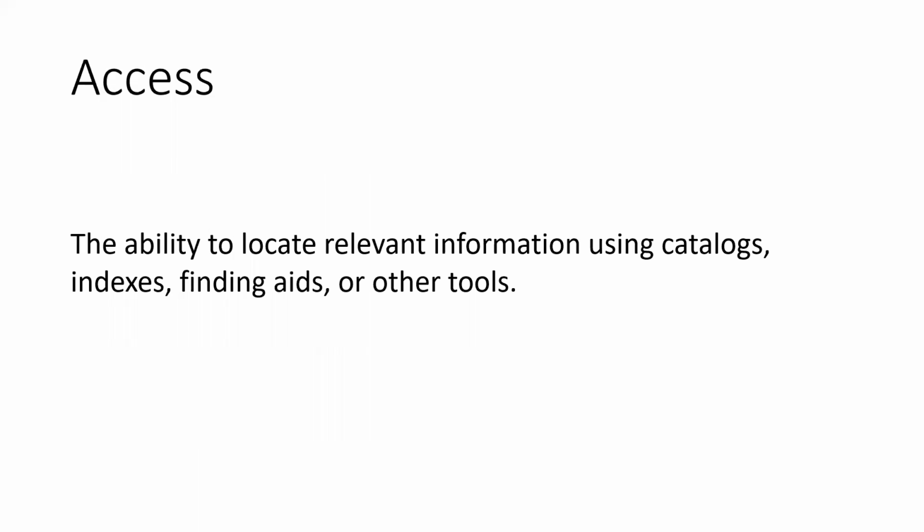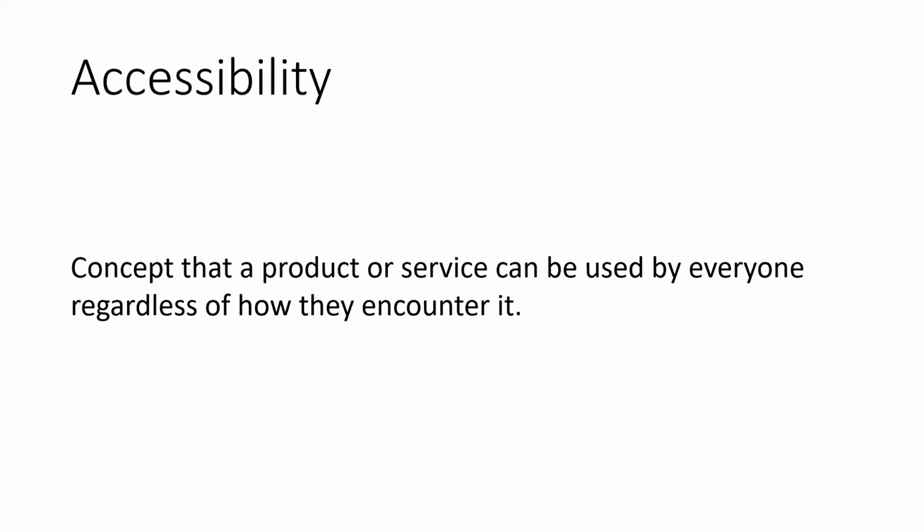So I'd like to start off with the definition of access, because access and accessibility are often used interchangeably. This definition of access comes from SAA's Glossary of Archival Records and Terminology. In this context, access is the ability to locate relevant information using catalogs, indexes, finding aids, and other tools. Accessibility, on the other hand, would involve how we would use these tools. And this definition comes from the Interaction Design Foundation: accessibility is the concept that a product or service can be used by everyone regardless of how they encounter it.